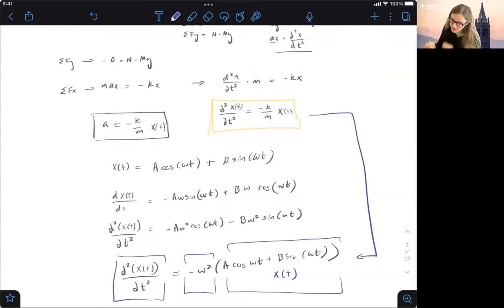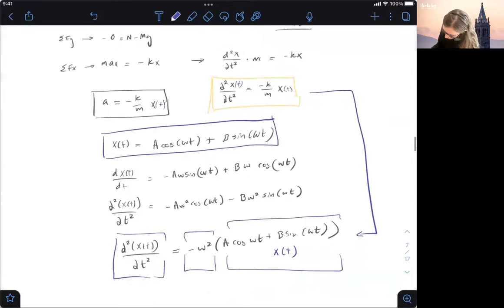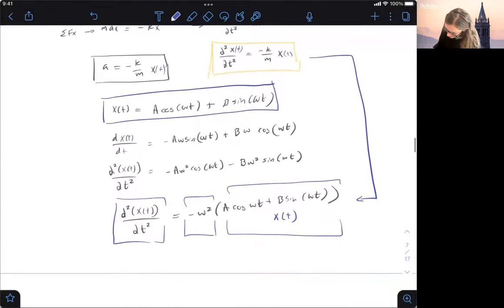And this is just the common guess for when we have a simple harmonic motion system. Okay, so yeah, this works. What's happening here is we're saying that this w squared is equal to k over m. So we find our frequency for this system to be equal to the square root of k over m.